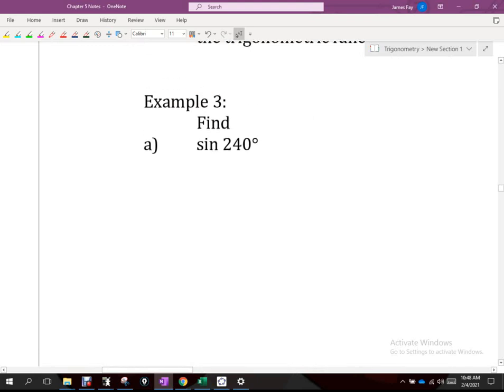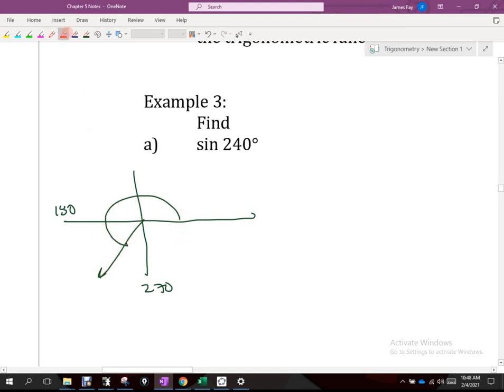So say find sine of 240. This is the purpose of finding reference angles. Sine of 240. I don't like 240, right? So what we're going to do, we know 180 is there, we know 270 is there. That gives us an idea of where 240 should terminate, right there, correct? Okay, that's theta. What is theta bar right here? If you're a formula person, we can go theta bar equals theta minus 180 because we're in the third quadrant. So 60. So theta bar is 60 degrees.